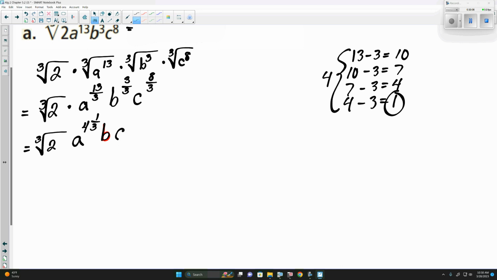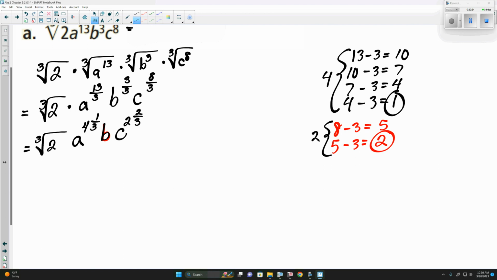B, well, 3 over 3 reduces to b, or b to the first. C, 2 and 2/3. We can do the same thing. 8 minus 3 is 5. 5 minus 3 is 2. We can't take 3 away from it again. We did it twice, so 2 is our whole. And the fractional part is 2/3.